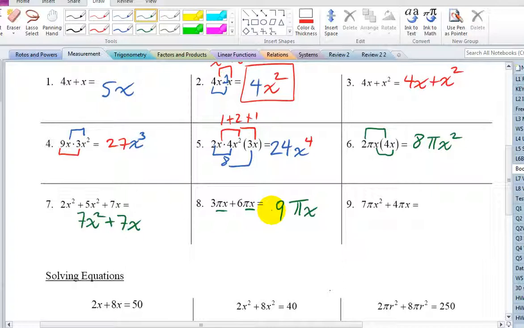Does pi count as a letter? Yes, it is. It's a Greek letter. It's treated exactly like it's a letter. So if you had like 3x plus 6 pi x, those are unlike terms. So it's 3x plus 6 pi x. Can't combine them. You can multiply them if it was a multiplication, but it's not. Okay?